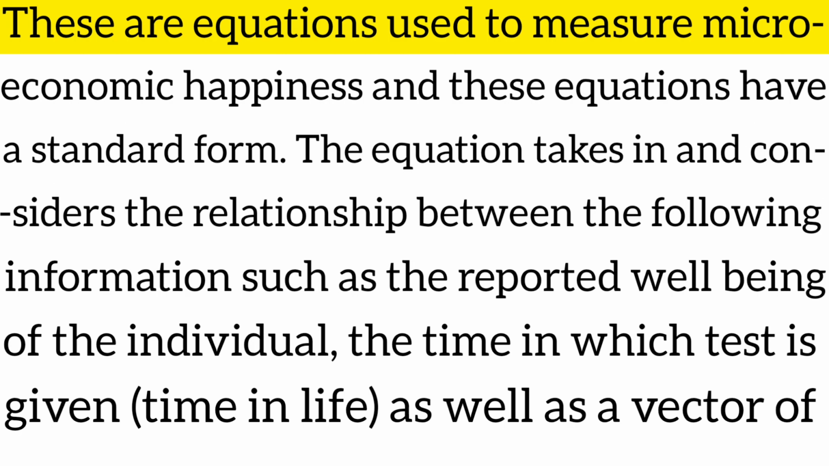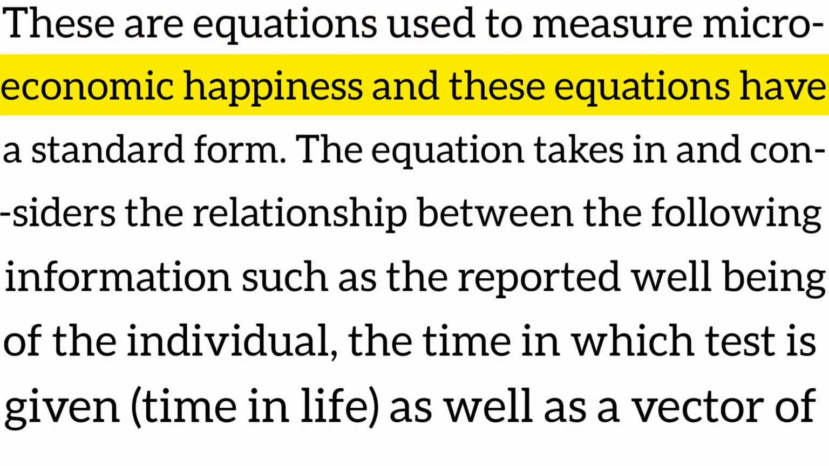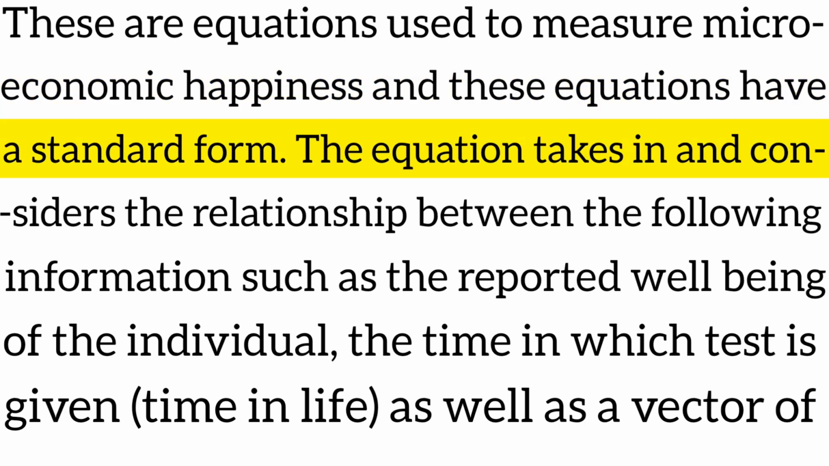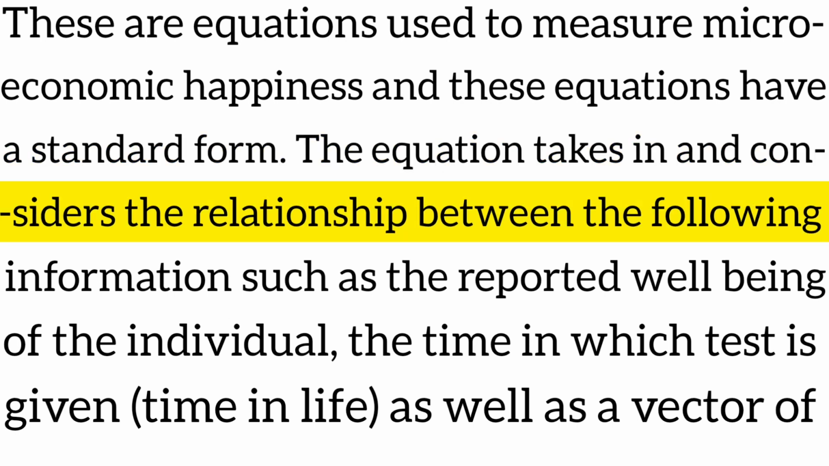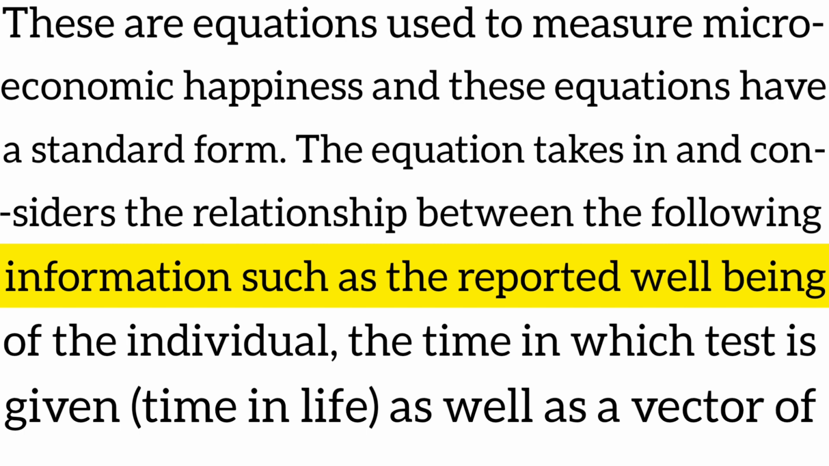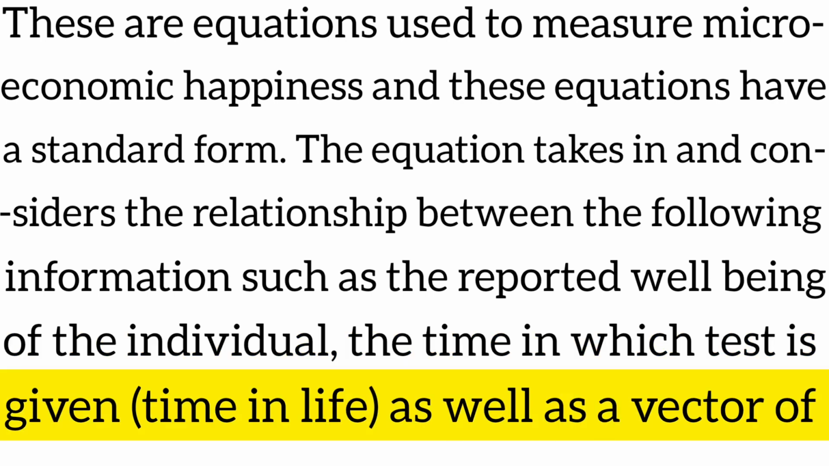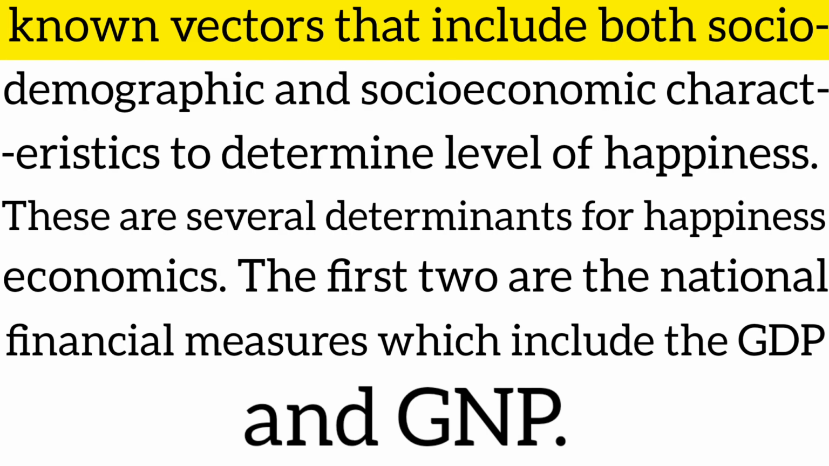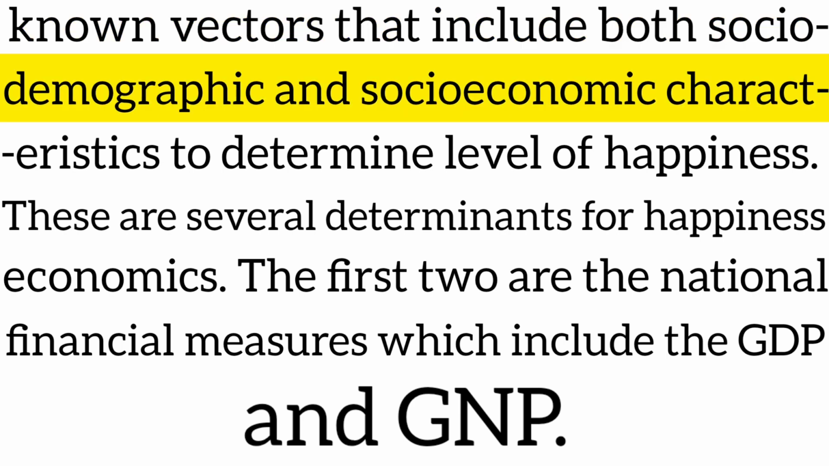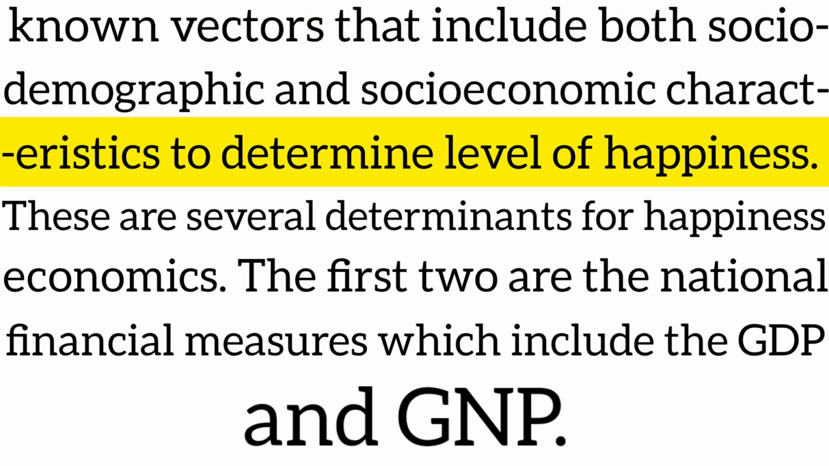These are equations used to measure microeconomic happiness, and these equations have a standard form. The equation takes in and considers the relationship between the following information, such as the reported well being of the individual, the time in which the test is given, time in life, as well as a vector of known variables that include both socio-demographic and socio-economic characteristics to determine level of happiness.